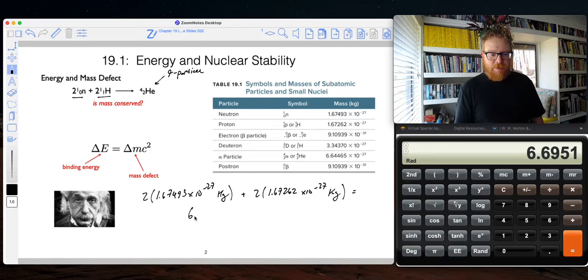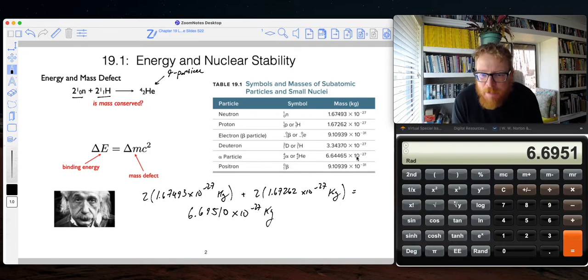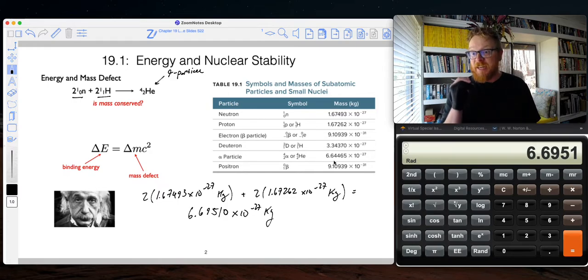So that's going to be 6.6951, and because we had 5 decimals each, we'll add an extra 0 there because we know that's significant. Times 10 to the minus 27 kilograms. That should be the mass of our alpha particle. But look what the table says. Holy smokes. It is different, and this is not a sig fig thing. That is a significant difference.